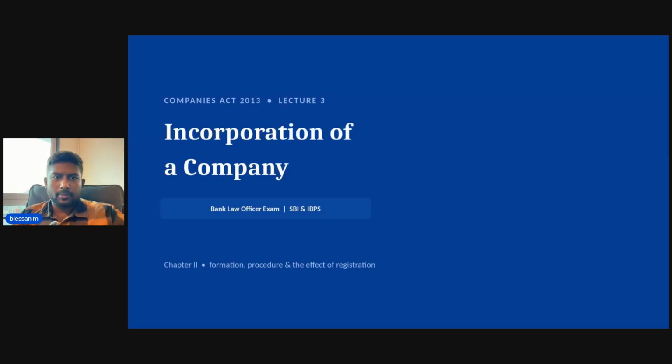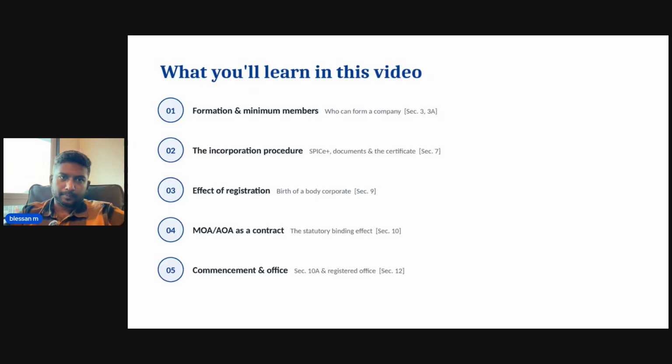Today we are going to talk about the incorporation of a company for bank law officers examinations, Companies Act. How does an incorporation of a company take place? What are the requirements? These are very important aspects for a law officer who tries to verify a company profile for providing loan and other assistance.